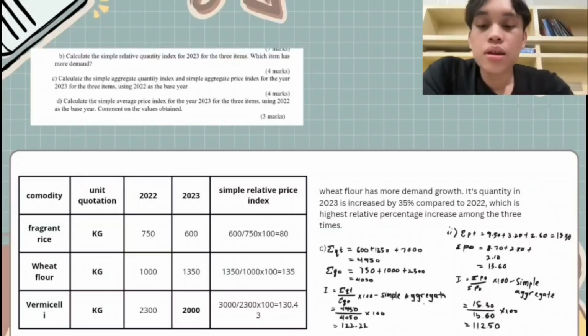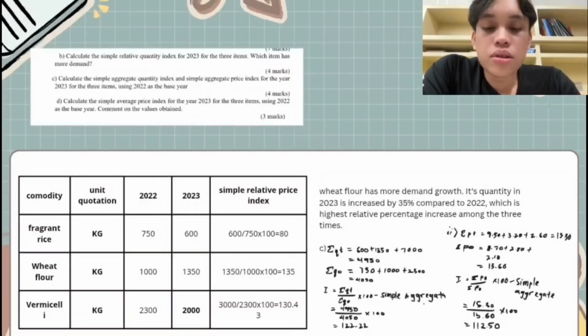For the vermicelli, 3000 divided by 2300 times 100 equal 130.43. So for explanation, comparing all three items, wheat flour has the highest quantity index of 135. This showed wheat flour experienced the greatest increase in demand because consumers purchased 35% more in 2023 compared to 2022.